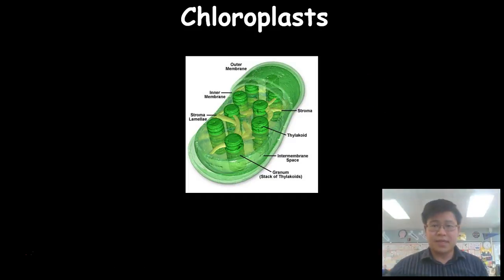All right, so the next part I'm going to talk about is the chloroplasts. They are only found in plant cells, and what they do is they convert sunlight energy into food for the plant cell. Now, it's very important: they don't actually make energy. They just convert the energy from sunlight into food.